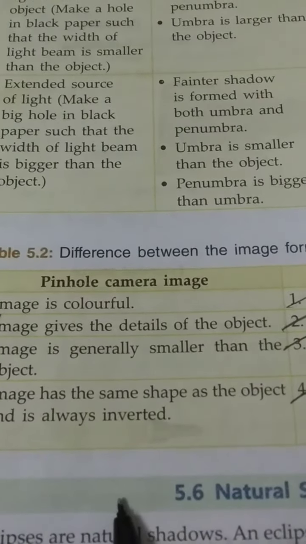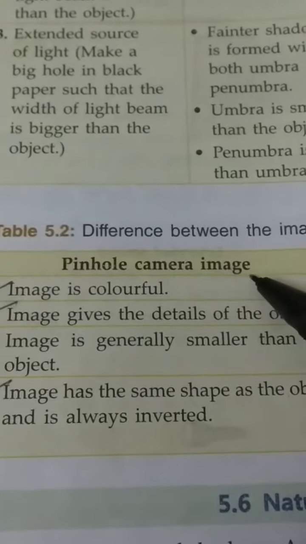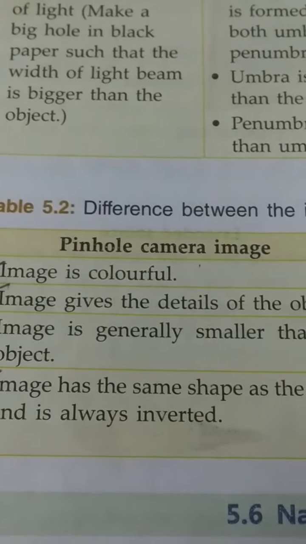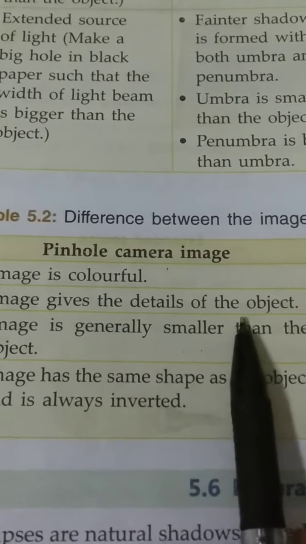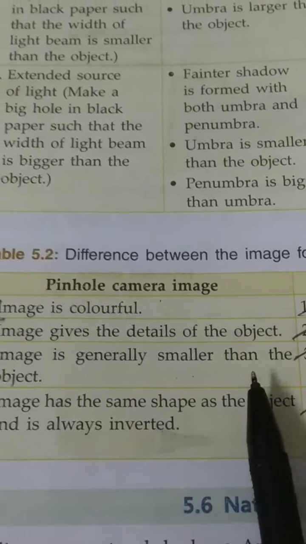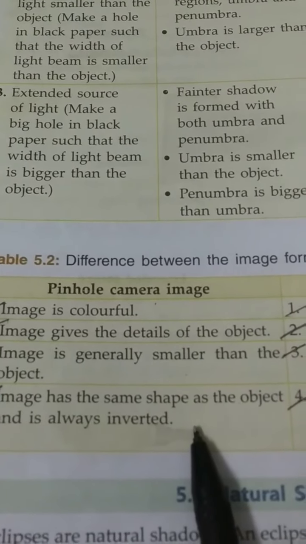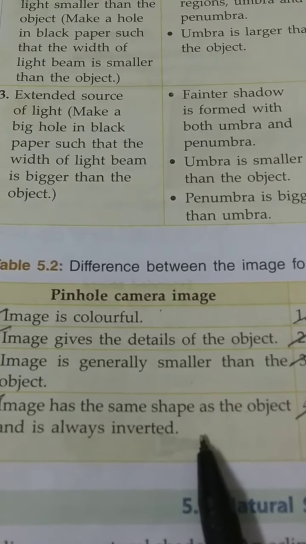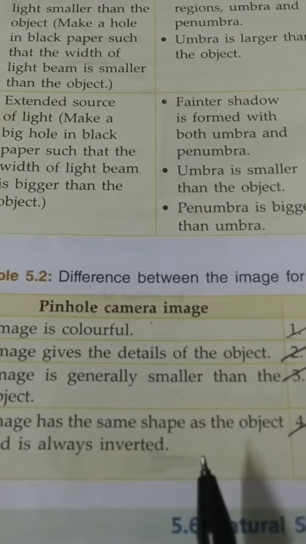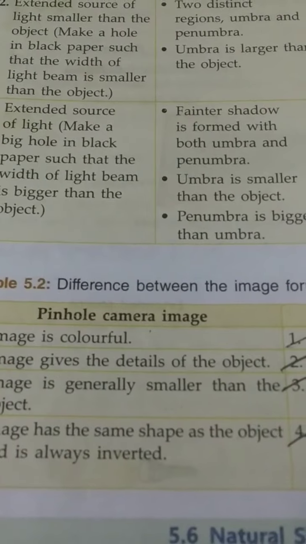Now, difference between pinhole camera image and shadow. In case of a pinhole camera, we know which sort of image will form? Colorful. Image gives the detail of the object. In case of a pinhole camera, the image is generally smaller than the object. Image has the same shape as the object and is always inverted. That we already discussed in the previous video.